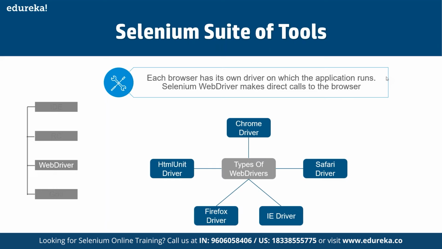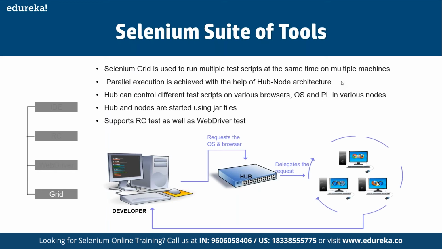Next, we have Grid. Selenium Grid is used to run multiple test scripts all the time on multiple machines. It executes all the operations in parallel with the help of the hub-node architecture. The hub can control different test scripts on various browsers, OS, and various nodes, whereas the hub and nodes are started using jar files, and it supports RC tests as well as WebDriver tests. That's how they are structured.